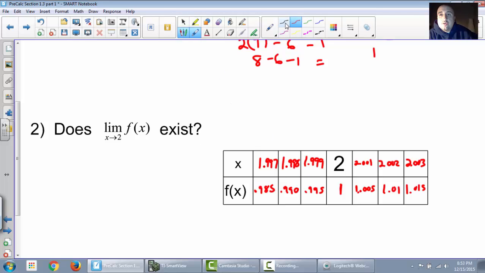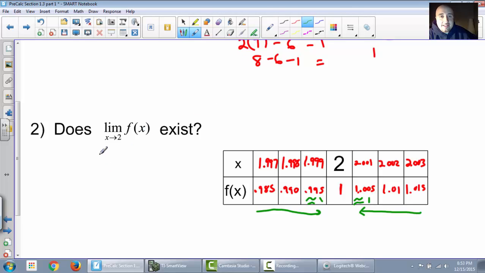Okay, so if I'm starting at the left and going towards 2, these numbers 0.985, 0.990, 0.995 are getting really, really close to the number 1. What about the numbers going from the right? 1.015, 1.01, 1.005. Once again, these numbers are getting really close to 1.